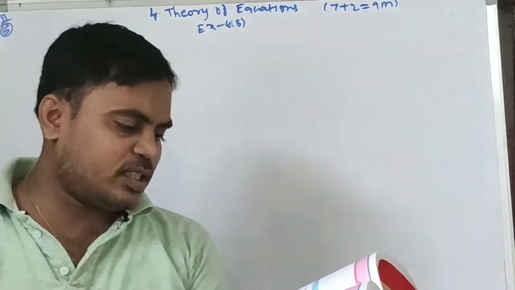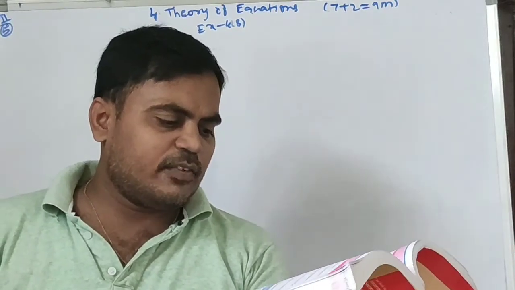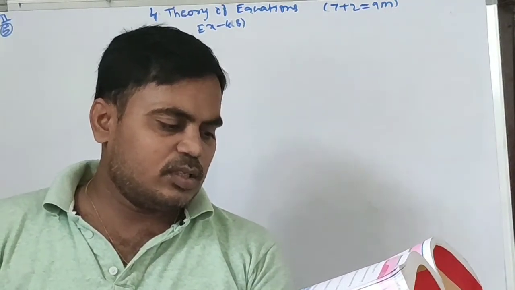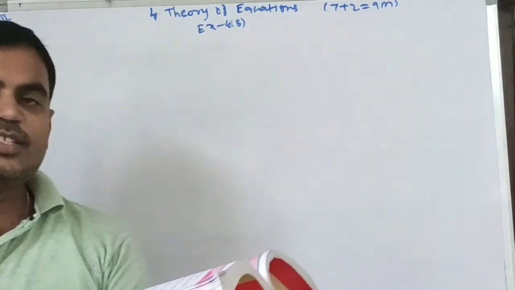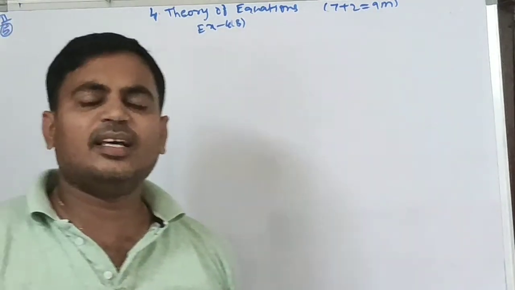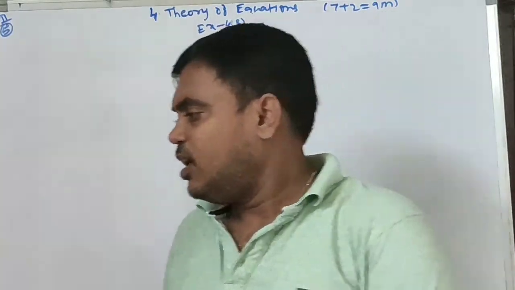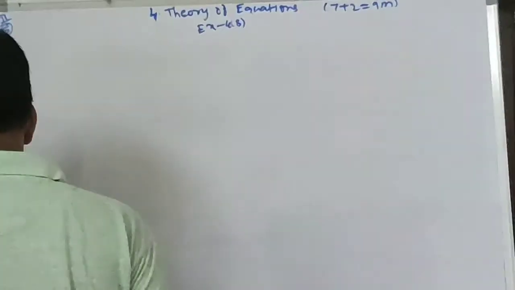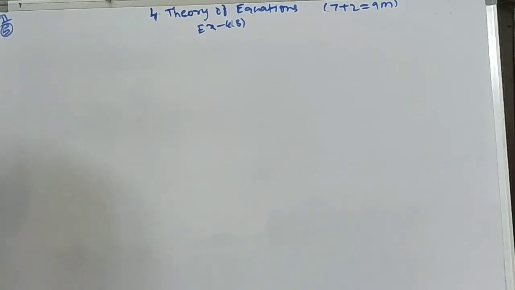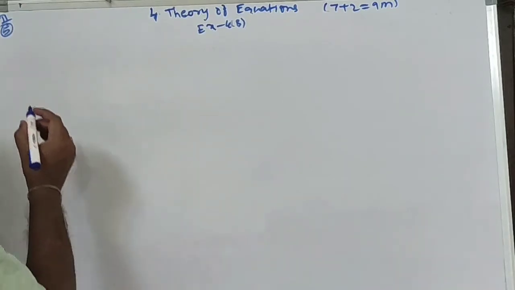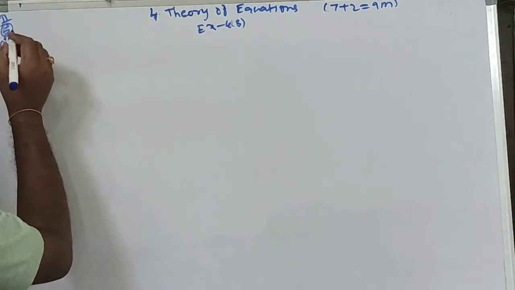Second bit, fifth question. Solve the following equations given the roots of each are in GP. So previously we discussed the roots are in AP. Now we are discussing roots in GP. If roots are in GP, what happens? How will we find the roots? We will discuss in this problem. So first question, what is the equation?